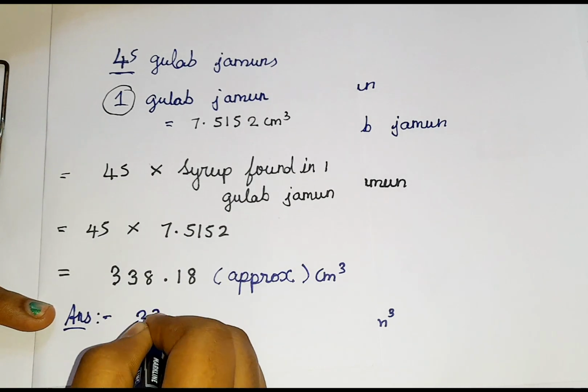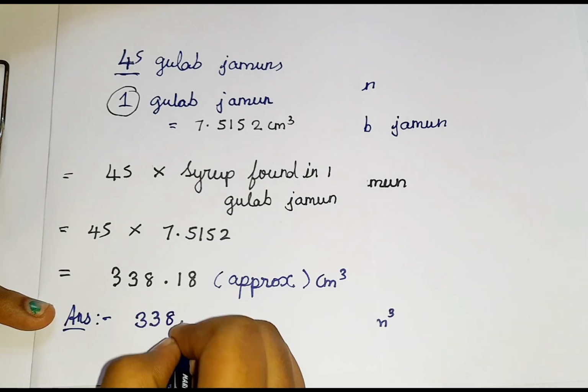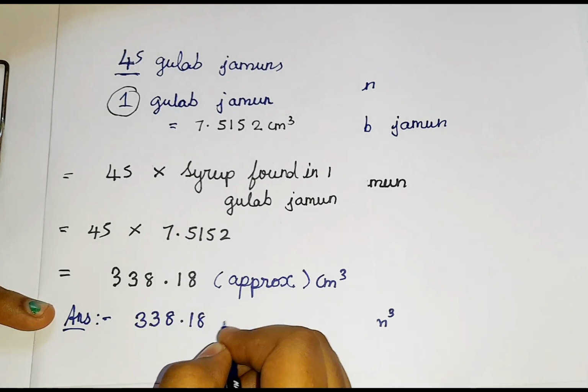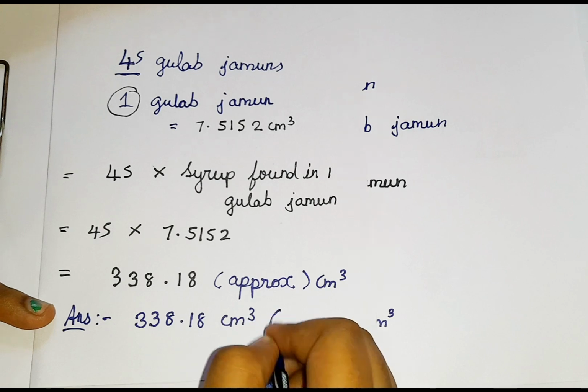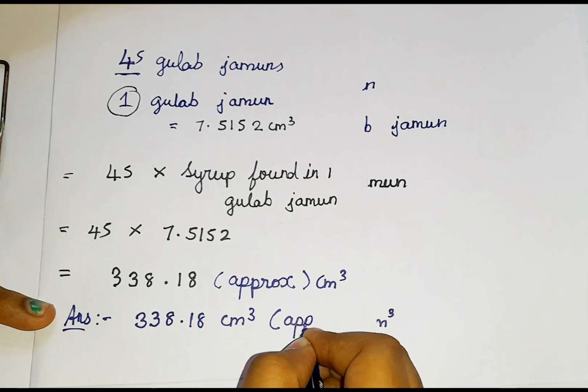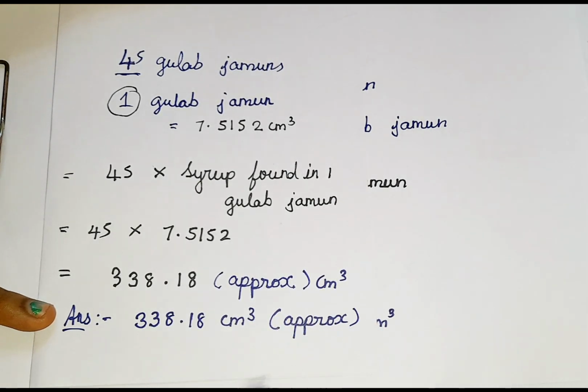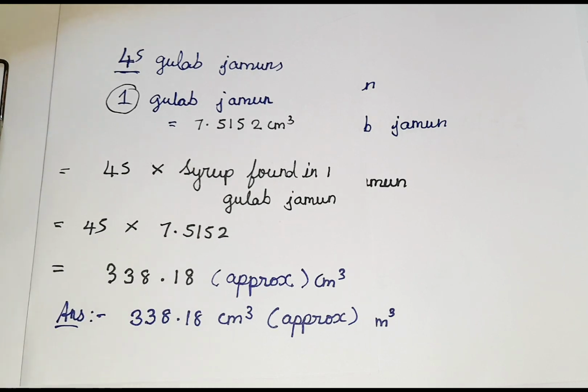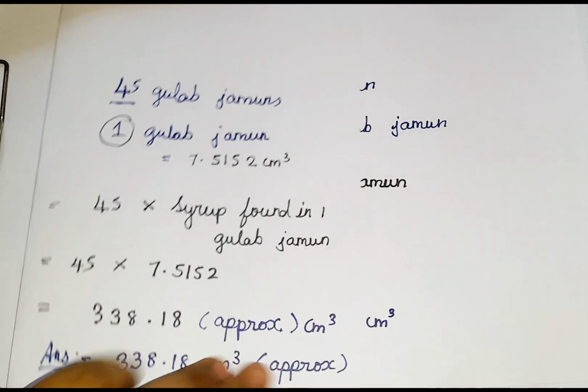So we can actually write 338.18 centimeter cube. If you want to write approx, you can actually write it. Okay, guys. So finally we found the answer. Whenever you get a question like this, this is really an important question. You can face questions like this in the exam. Okay. So I hope you guys understood this.